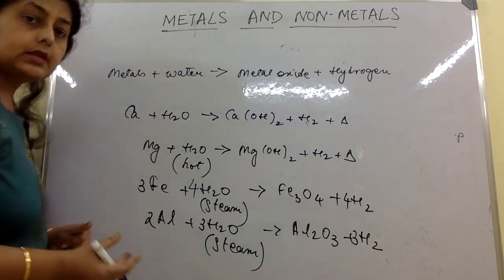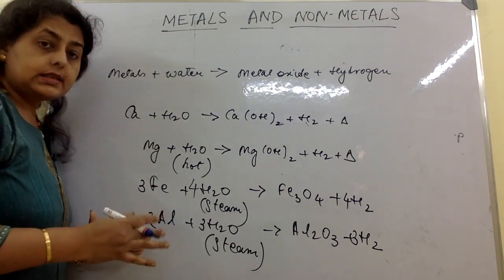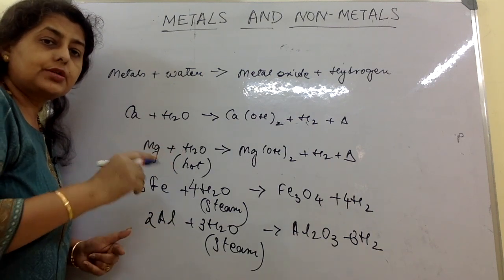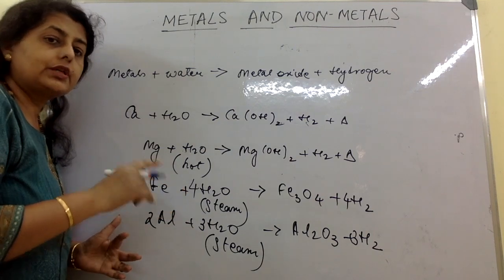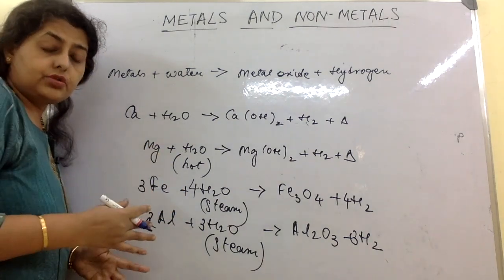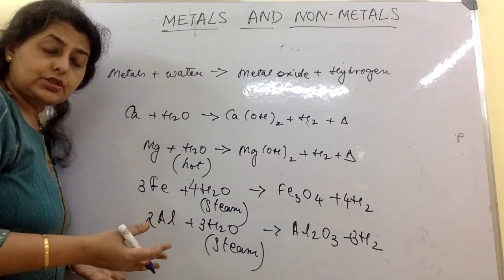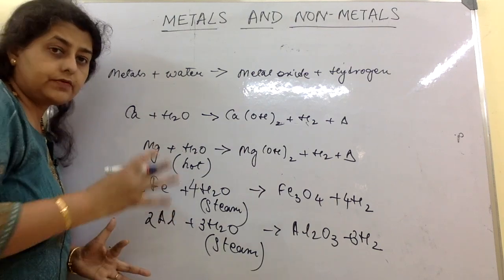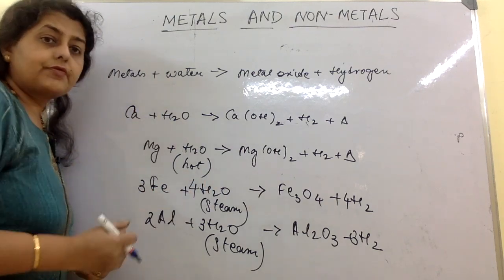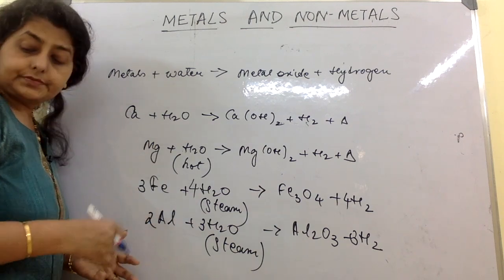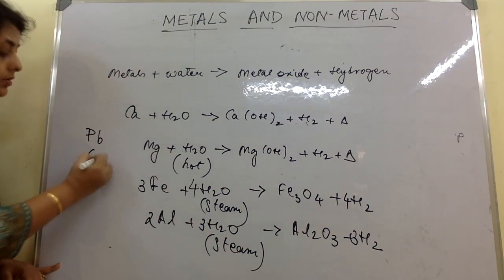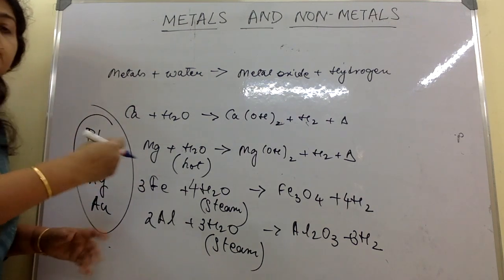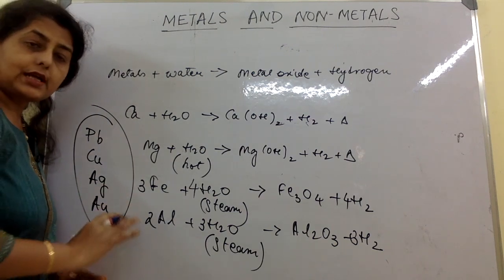So this is how the metals react with water, starting from sodium and potassium with cold water, calcium also with cold water only, magnesium with hot water, iron and aluminium. Iron and aluminium will react only with steam, not even with hot water. Then after that we have lead, copper, silver and gold. These do not react even with steam. So they just don't react with water.